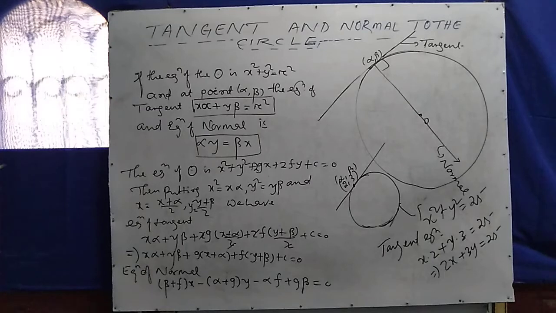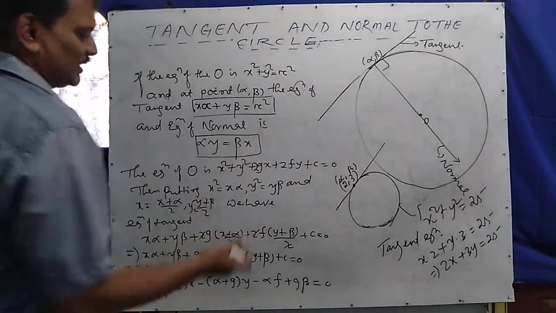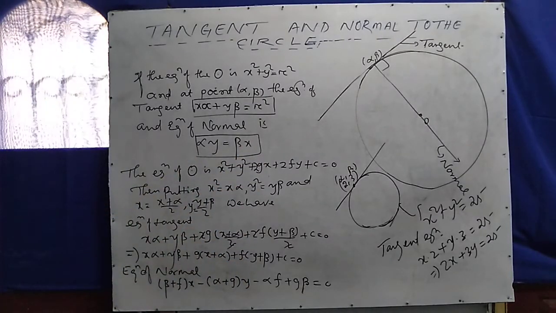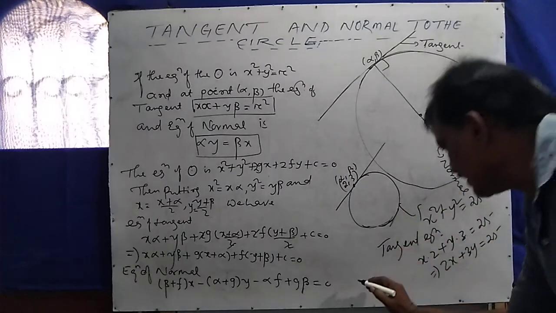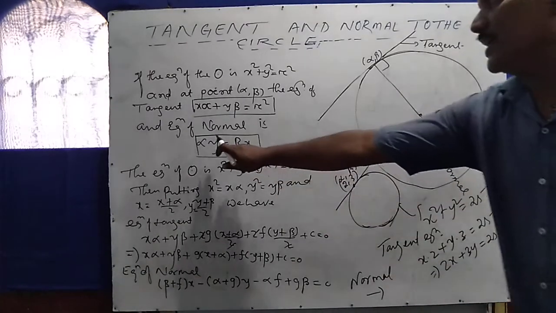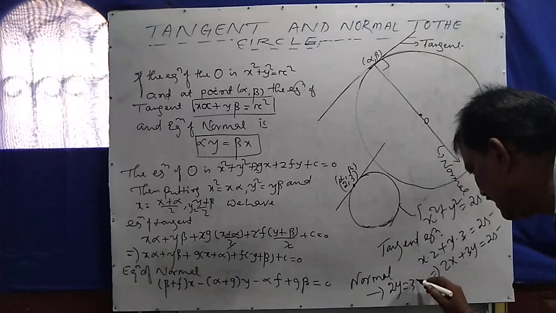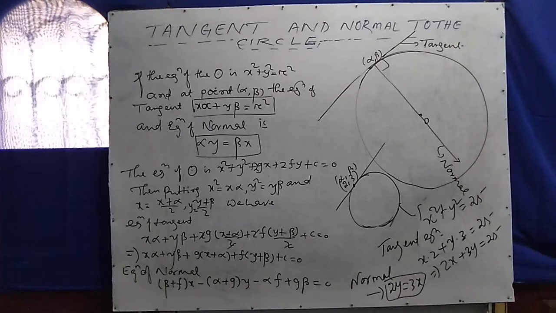The equation of the normal can be represented by alpha y equals beta x. This is the equation of the normal. In the same case, alpha equals 2, so 2y equals 3x. This is the equation of the normal. So the equation of the normal is 2y equals 3x, and the equation of the tangent is this one. These are the two formats.